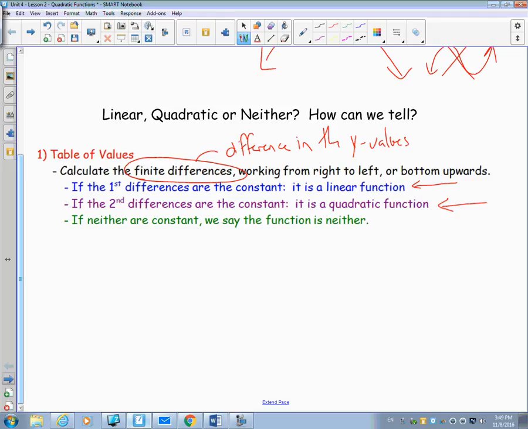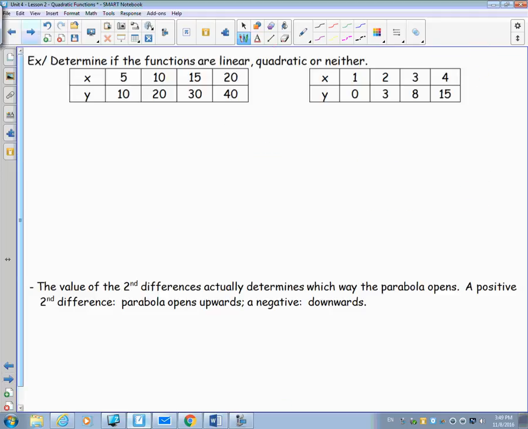So, for example, let's say I have these two tables of values here, two different questions. I want to know if these are linear, quadratic, or neither. So I'm going to look at my y values and figure the difference between 10 and 20. Oh, I went up by 10. From 20 to 30, I went up by 10. From 30 to 40, up by 10. Those are all the same, and this is called my first difference. So since they're all the same, we call that linear. It's a straight line if you were to graph it.